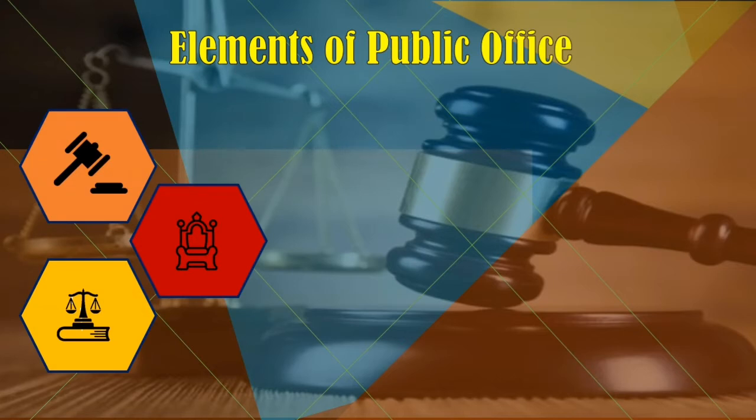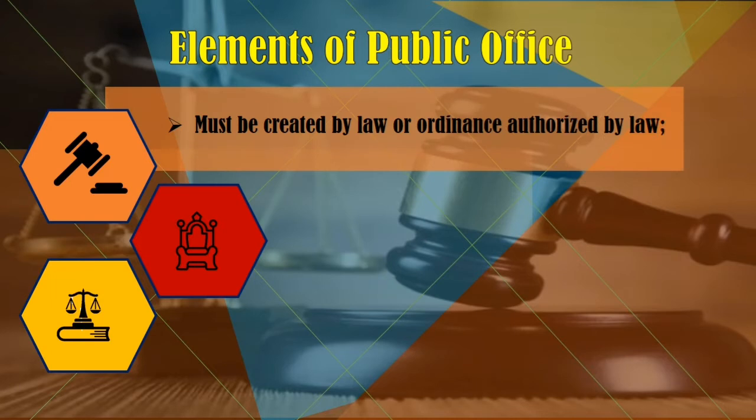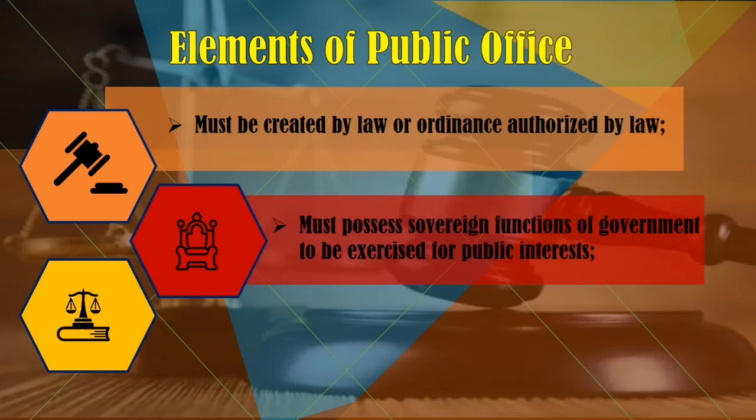First element is public office must be created by law or by ordinance authorized by law. The second is it must possess sovereign functions of government to be exercised for public interest. When we speak of sovereign functions of the state, these are those functions where the state is not answerable before the court of law for their performance. These functions are mainly concerned about the defense of the country or the maintenance of the armed forces of the country and or the maintenance of peace in the territory.